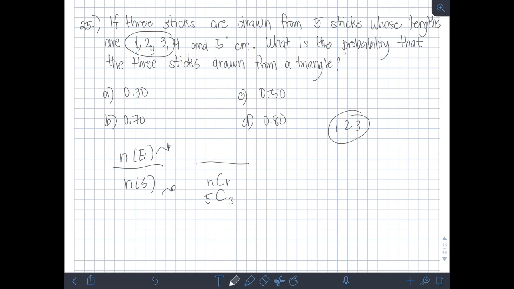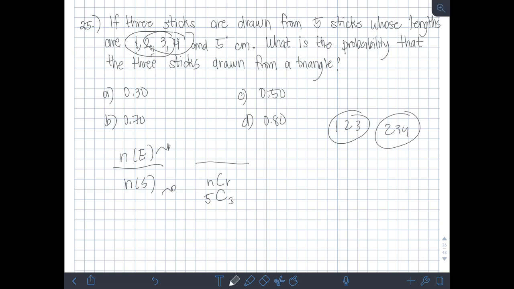Kasi yung 1 plus 2 is 3 is not greater than 5. Okay. So, dito tayo sa 2, 3, 4. Pasok ba yon? Yes. Kasi yung dalawang smallest natin na 2, 3, pag inadd natin ay 5, greater than doon sa third side na 4. So, pasok. So, 2, 3, 4.